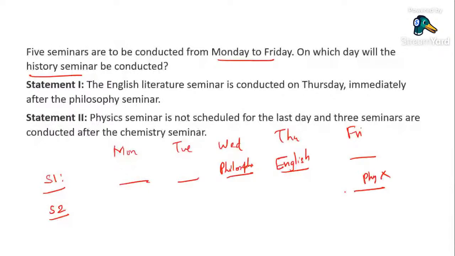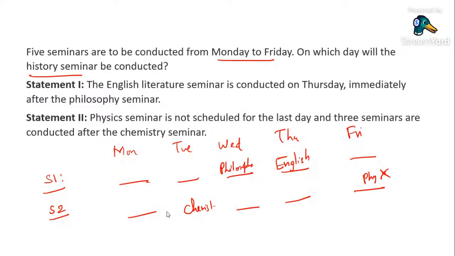Let's focus on statement two alone. What does statement two say? Statement two is saying like physics is not scheduled for the last day. So the last day is not physics. Okay, I'm just putting a X mark. And three seminars are conducted on chemistry. Means chemistry should be statement two alone. Is it possible to find? Is it possible to find or not? No, because it could fit on Monday, it could fit on Wednesday or Thursday.